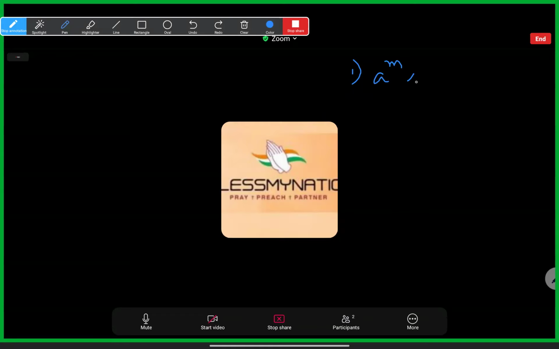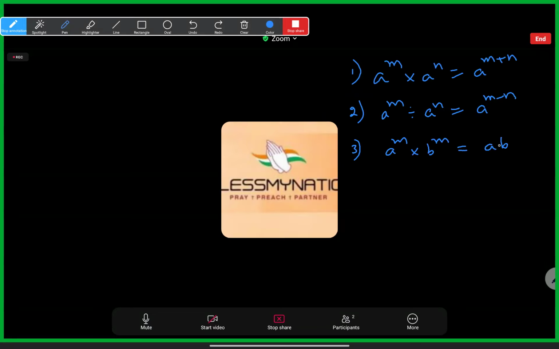So a power m into a power n is a power m plus n. Then a power m divided by a power n is equal to a power m minus n. Then a power m into b power m, which we discussed yesterday: different bases, same power, it will become ab whole power m. Then a power m divided by b power m is a divided by b whole power m.